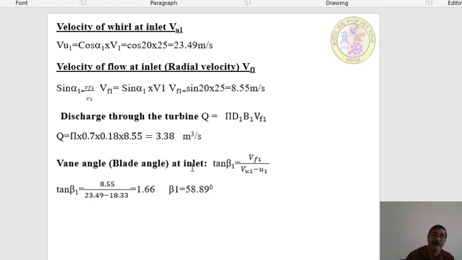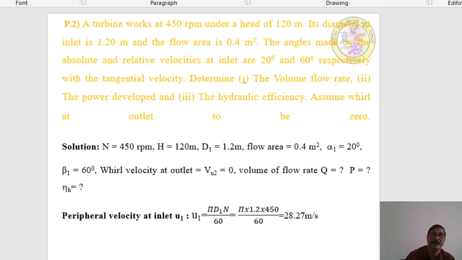And blade angle or vane angle at the inlet, tan beta 1. From the inlet velocity triangle, tan beta 1 is equal to Vf1 divided by Vu1 minus U1. So Vf1 we found, Vu1 we have calculated, U1 we have calculated, substitute them, we'll get tan beta 1 as 1.66, or beta 1 is equal to 58.89 degree. So that's all about the first problem. Now we'll go to second problem.